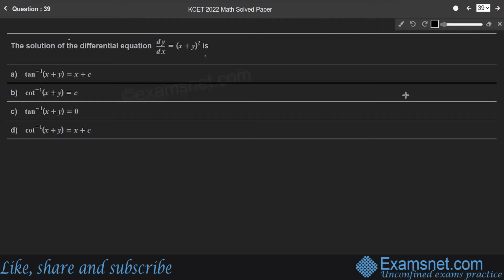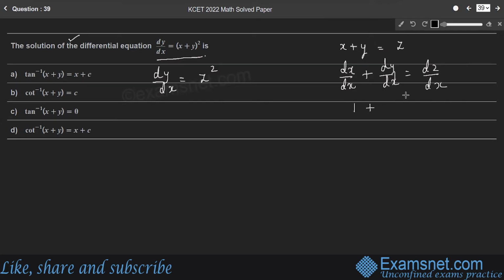Question 39. The solution of the differential equation dy by dx is equal to x plus y the whole square. So students, let us consider x plus y as z. Then dy by dx becomes z square. If x plus y is equal to z, then differentiating this, dx by dx plus dy by dx becomes dz by dx. Dx by dx is 1.